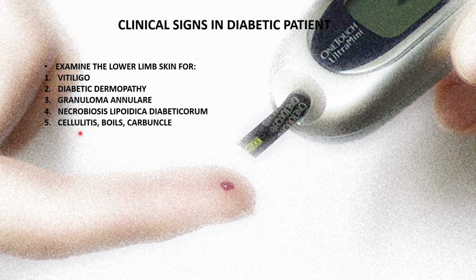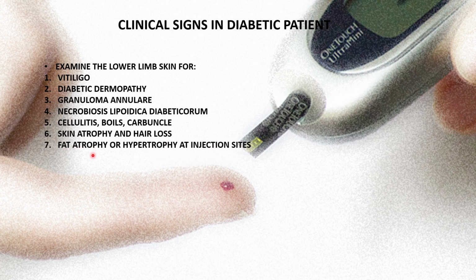Then look for cellulitis, boils and carbuncles, which are very common in diabetic patients. Look for skin atrophy and hair loss. Look for fat atrophy or hypertrophy at the injection sites, especially in the thigh. Look for the fungal nail infection common in diabetics.